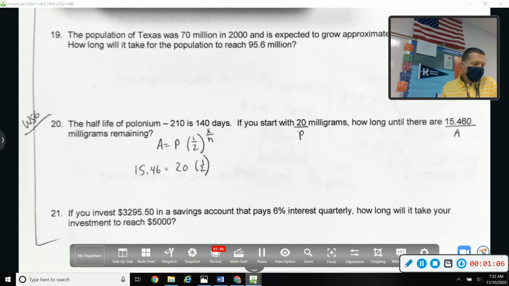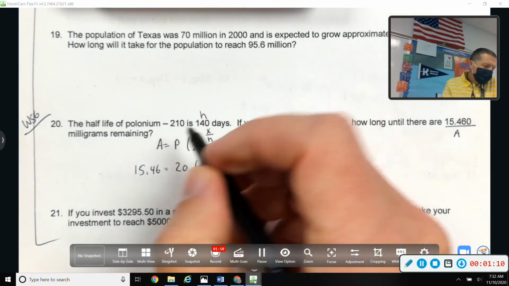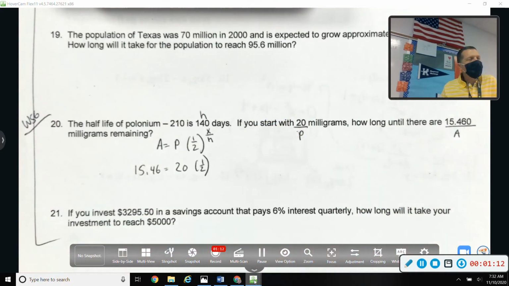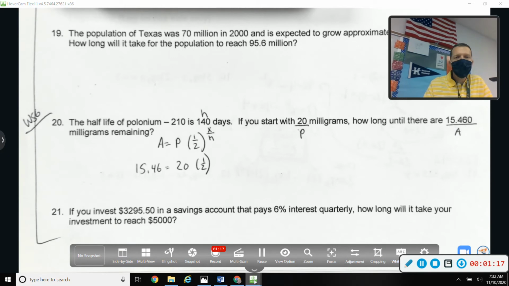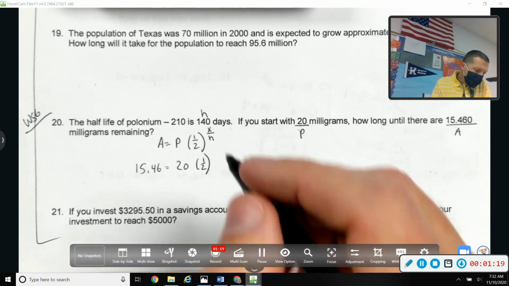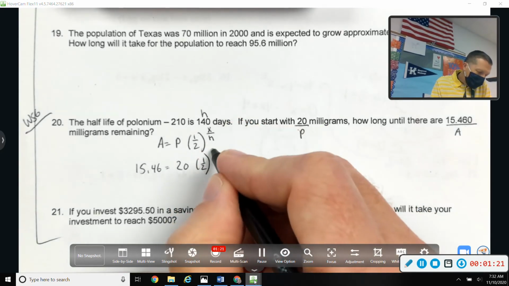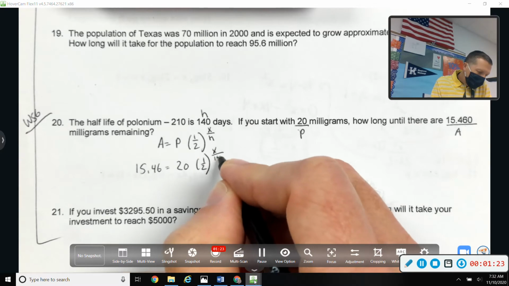We know the h, and what is the h? 140. Yeah, 140. Some people put 210 in there, but that's just the name of the element, so the 210 doesn't really matter to this problem. So x over 140.